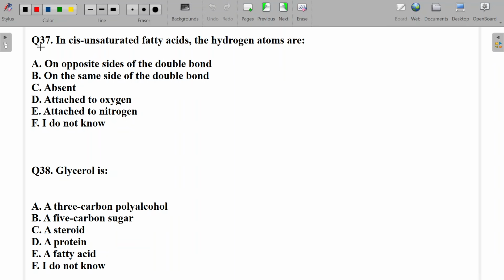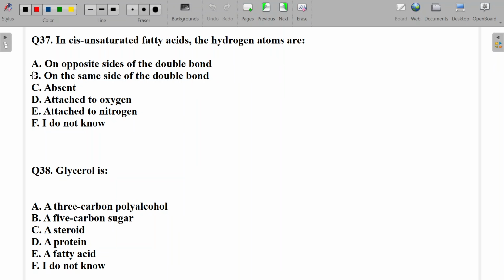Okay. Question 37. In cis unsaturated fatty acids, the hydrogen atoms are A, on opposite sides of the double bond. B, on the same side as the double bond. C, absent. D, attached to oxygen. E, attached to the nitrogen. F, I do not know.